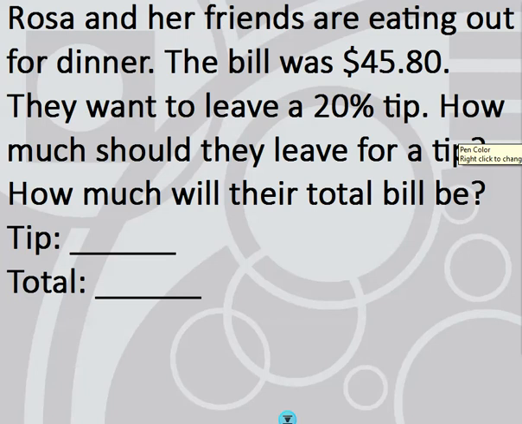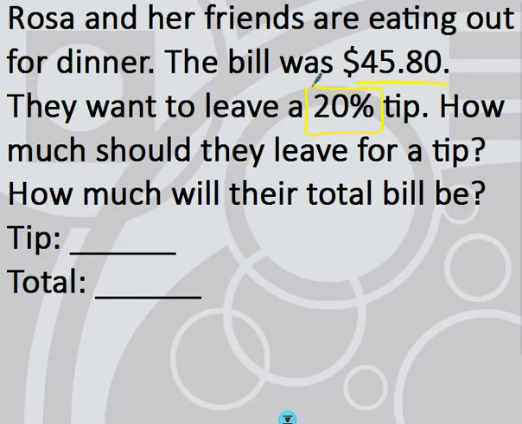Okay, so today we're going to talk about finding the percent tip on a real world situation. So the question says Rosa and her friends are eating out for dinner. The bill was $45.80. They want to leave a 20% tip. Okay, how much should they leave for a tip, and how much will their total bill be?